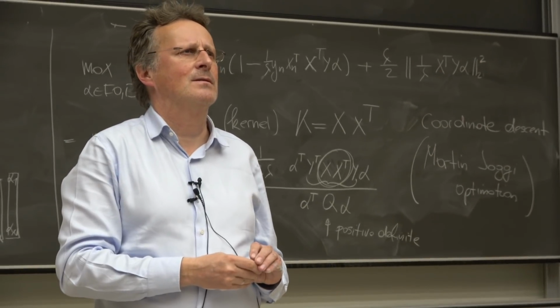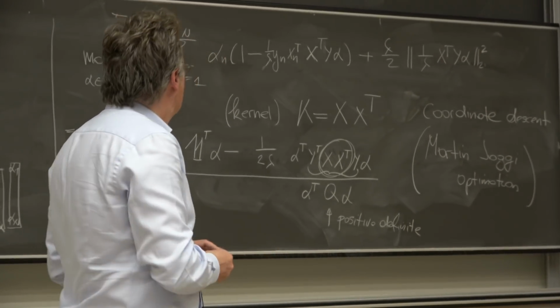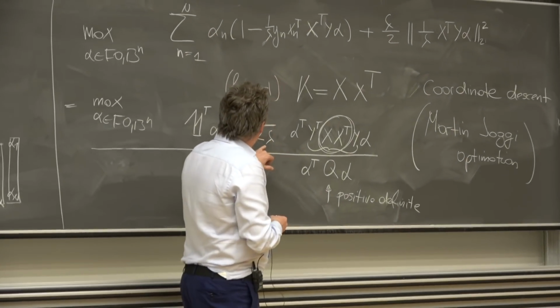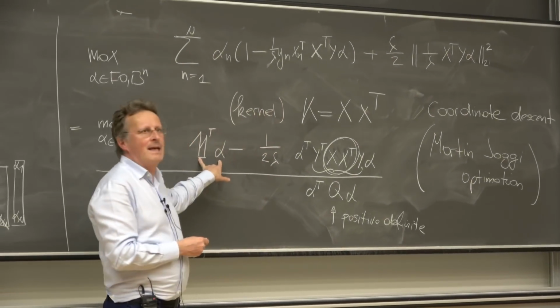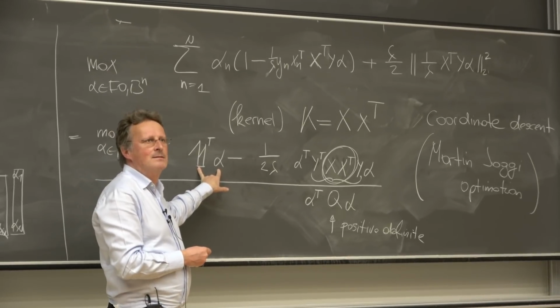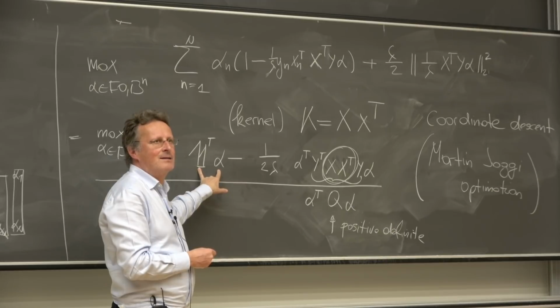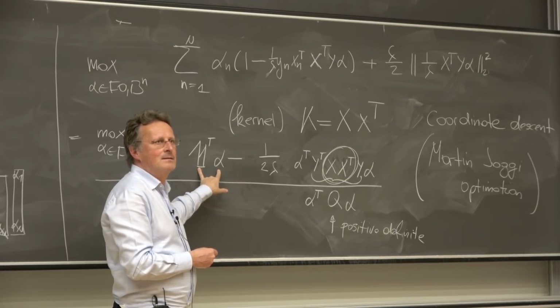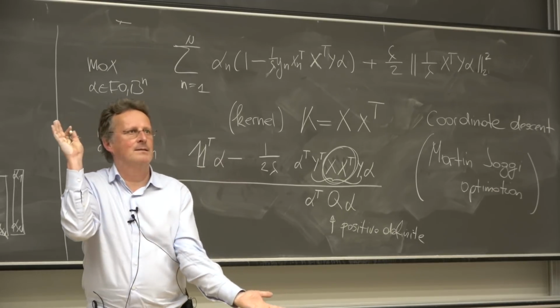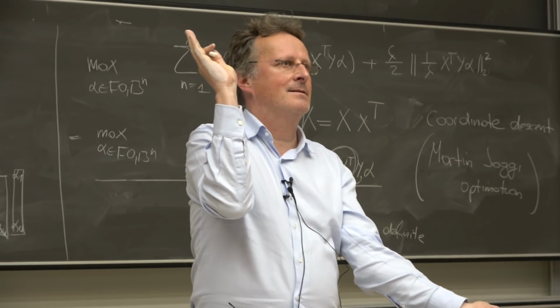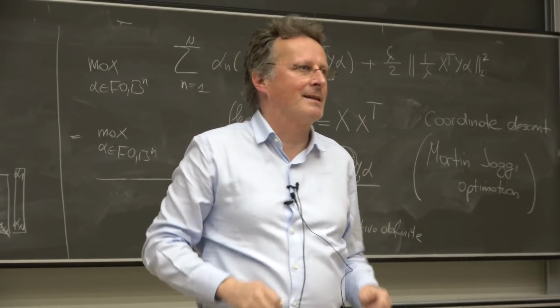Why is the one transposed? Sorry? Why is what transposed? It's just the inner product here, right? I mean, this is just the sum of the alphas. It's just an inner product. It's a vector. It's the all-ones vector. That makes sense? Okay, that's it.